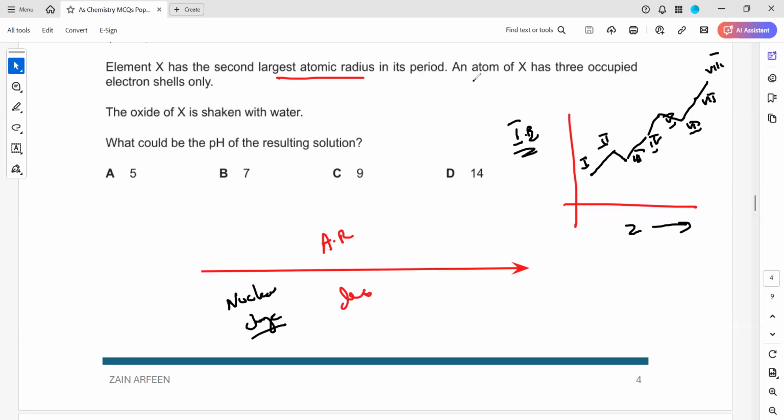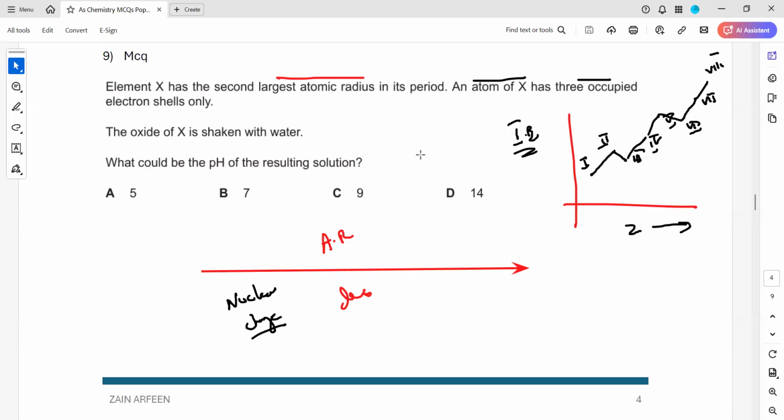So they mentioned that element X has the second largest atomic radius. When they give this idea, we compare. As you can see, group 1 has the lowest ionization energy. If it has the lowest ionization energy, what about the size? This will have the largest size. So group 1 will have the largest size.